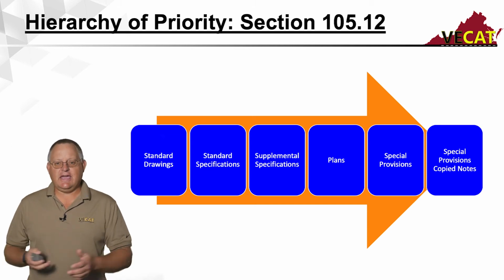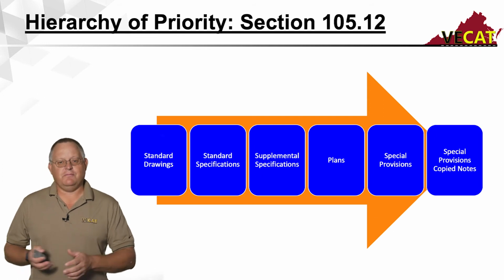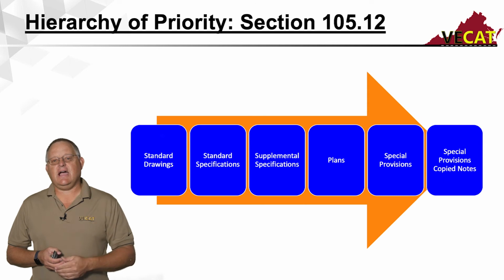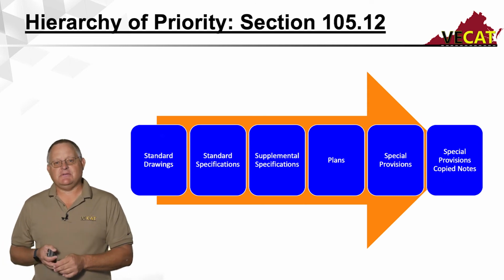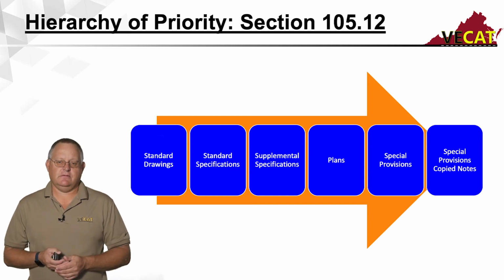So when you're looking at a contract document, whether you're a plant 1, a plant 2, or a mix design technician, you need to know what's in that contract to make sure you're testing that material or sampling that material per the contract documents. So keep those things in mind.